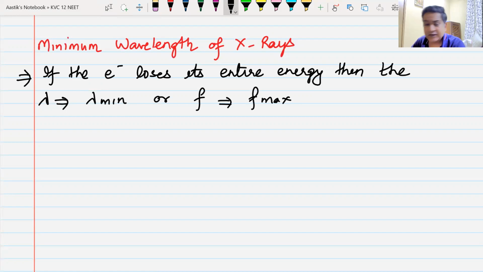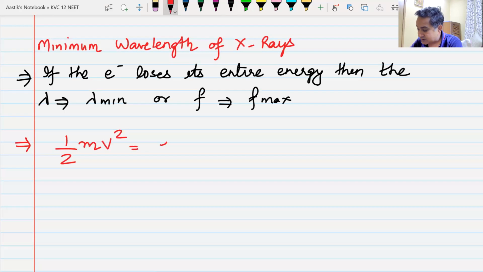Do we understand this? These electrons which get deflected lose energy. If an electron loses its entire energy, the wavelength that is emitted is known as lambda min, or the frequency is known as f max, because minimum wavelength corresponds to maximum frequency. Do we understand this? Yes, sir. Now, it has a kinetic energy half mv square. And how is this kinetic energy coming? This is coming because of the accelerating potential difference between the cathode and the anode. Do we understand this?